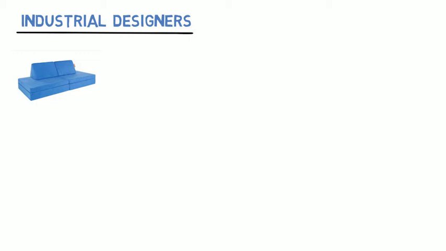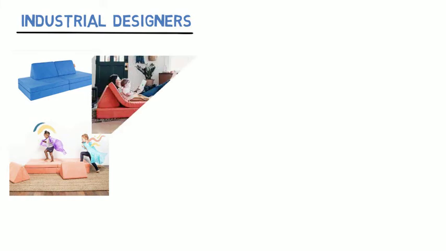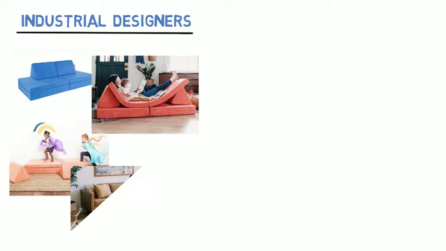Industrial designers create things like toys and all other kinds of products and objects. An example of this kind of design is the nugget. The nugget is a piece of furniture made for kids. Its 4 pieces can be pulled apart and put together in lots of different ways to let kids sit, play, sleep, read, or hang out with family and friends.